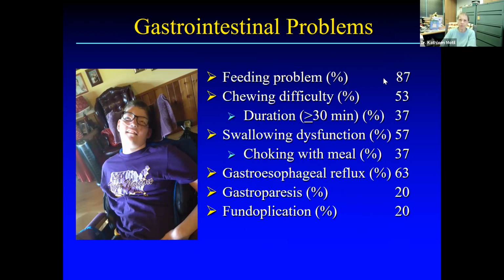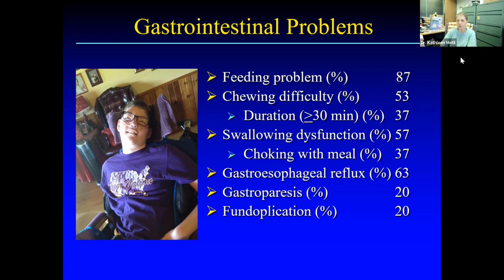From the perspective of the gastrointestinal problems, we know that close to 90% of our children have a feeding problem. And it's really because of some combination of either chewing difficulty or swallowing dysfunction. More than half of the parents whose children completed the surveys told us that their children had either chewing difficulty or swallowing difficulty or a combination of both. More than 1/3 of the children take longer than 30 minutes to eat a meal, and more than 1/3 do have episodic choking with their meals because they have difficulty swallowing.